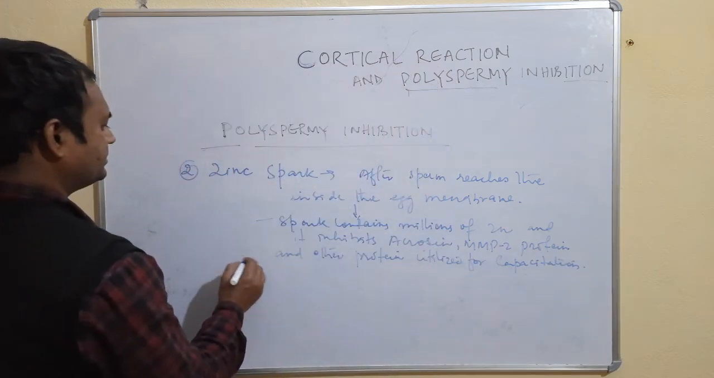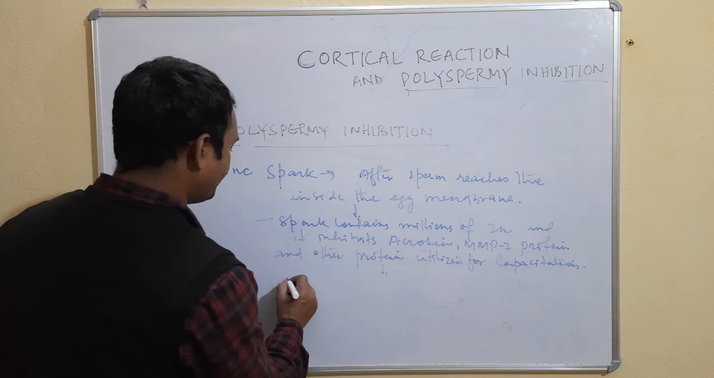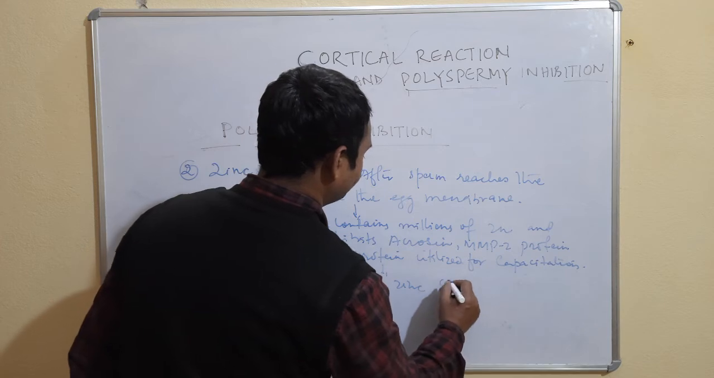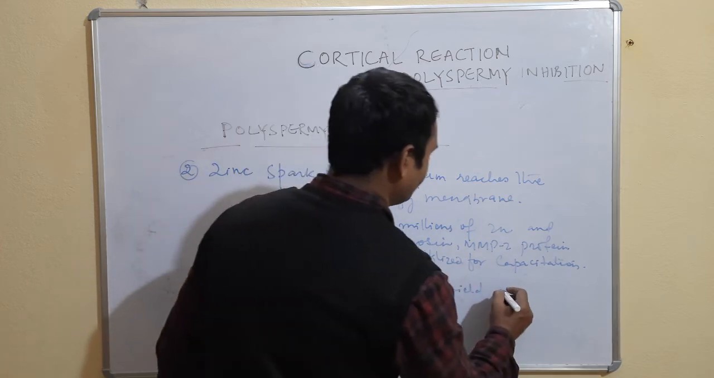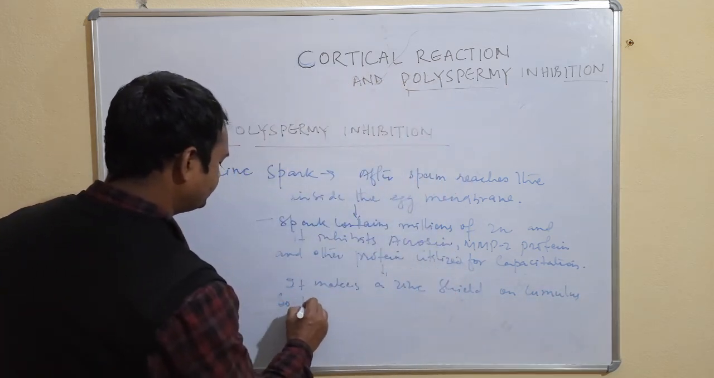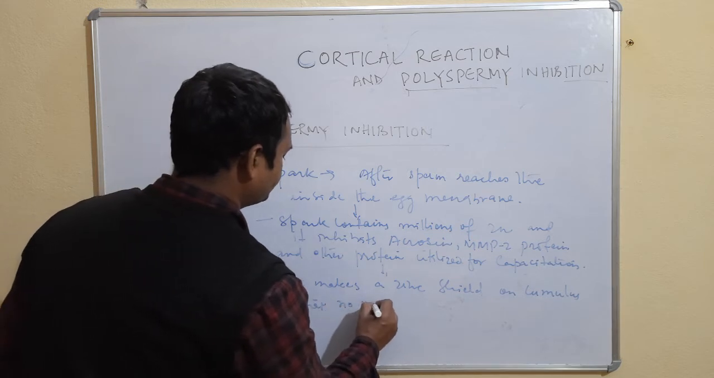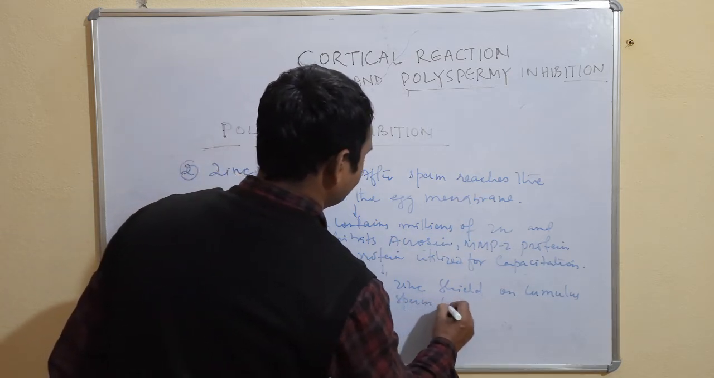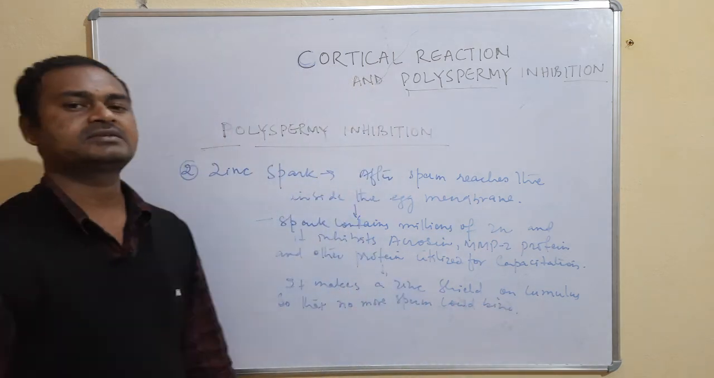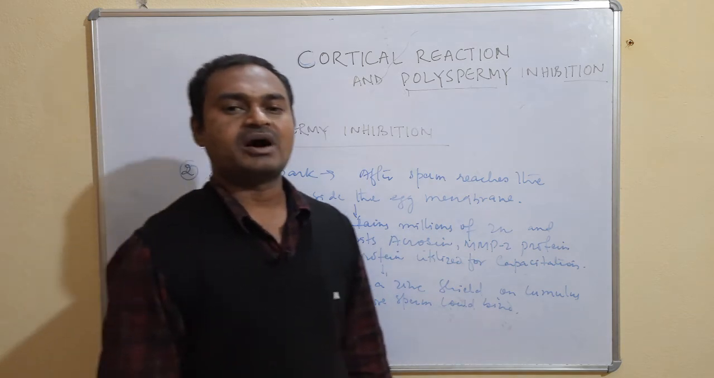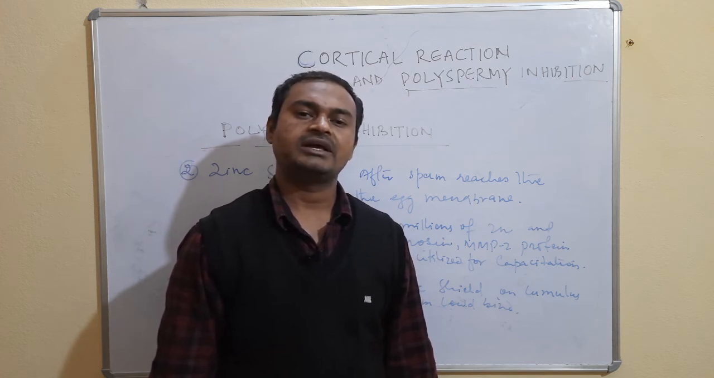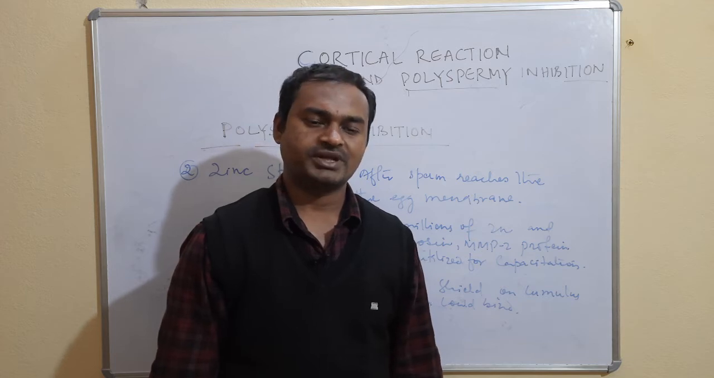And third, it makes a zinc shield on cumulus so that no more sperm could bind. So this is the importance of the zinc spark, which often occurs when the egg and the sperm bind together.